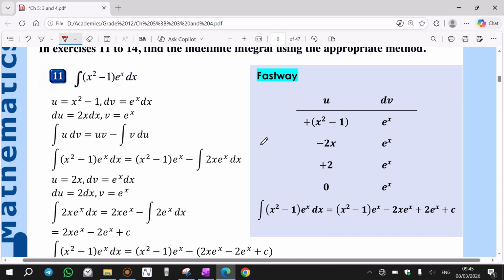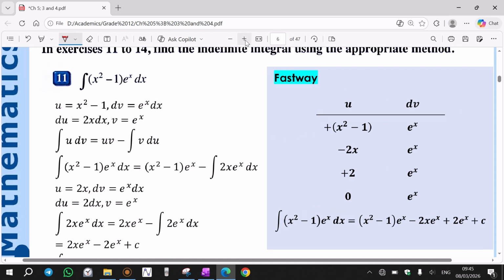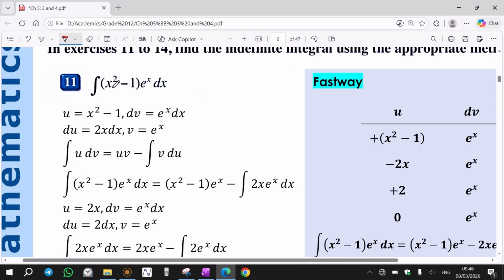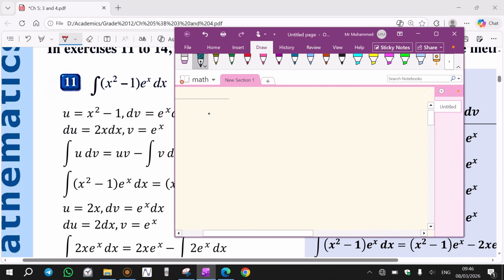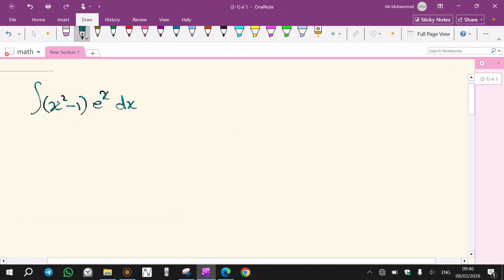Now this question 11 is a very good question. The bracket will be u and e^x will be dv. The integral of x squared minus 1 times e^x dx. Now, how can I evaluate this integral? Since I have a bracket multiplied by e^x, that's obviously u dv. I'm going to use the tabular method.